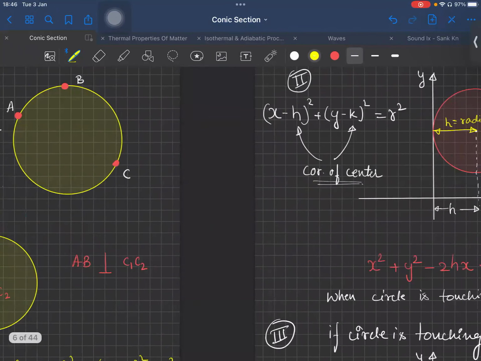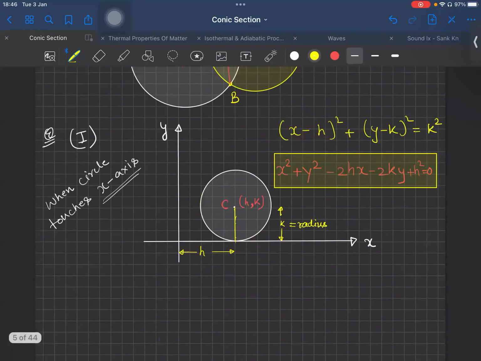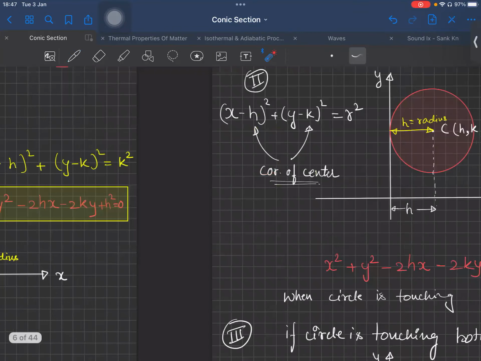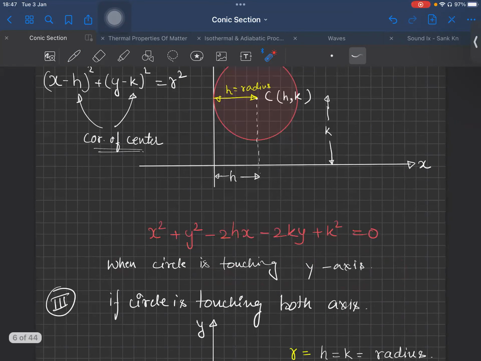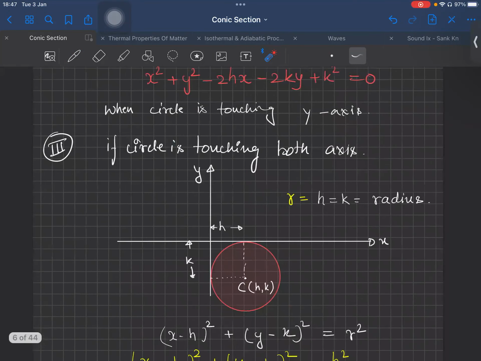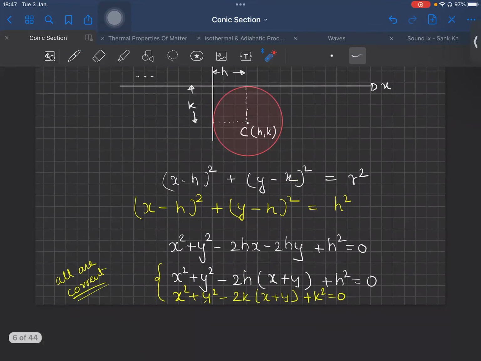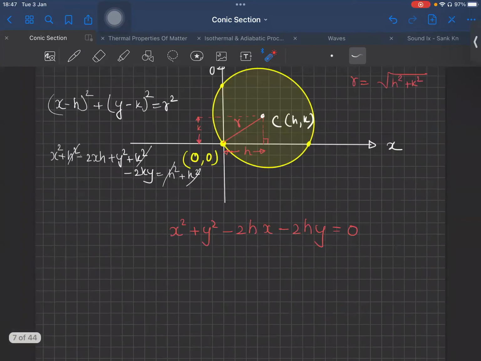Now, if the circle is on the x-axis, what will be its equation? Because k will become the radius, this will be your equation of circle. And if the circle is touching the y-axis, this will be the equation of circle. If the circle is touching both x and y axes, both this and this will be the equation of circle. Whatever you want, you can write it. So we have solved some of the problems based on circle.